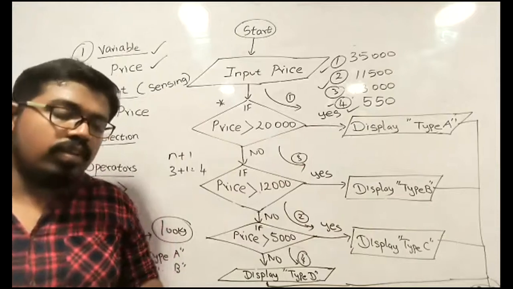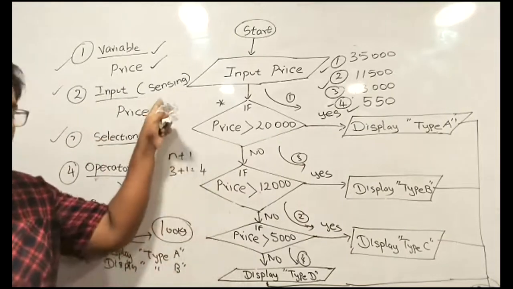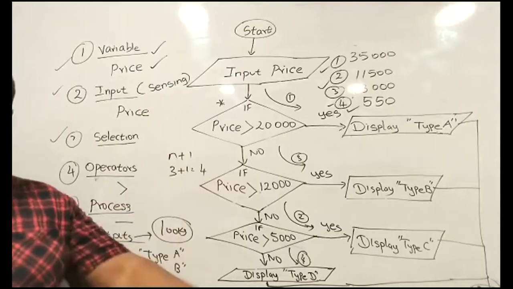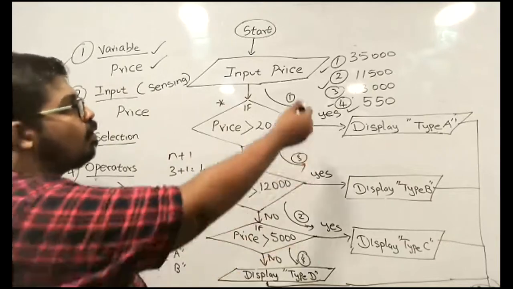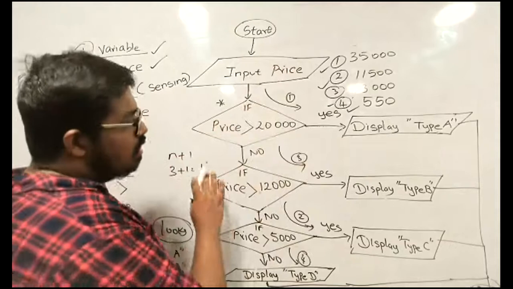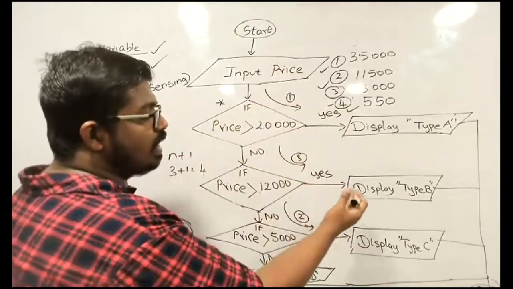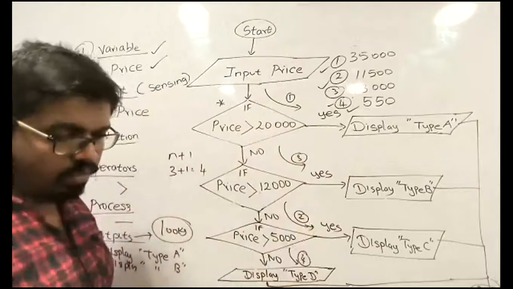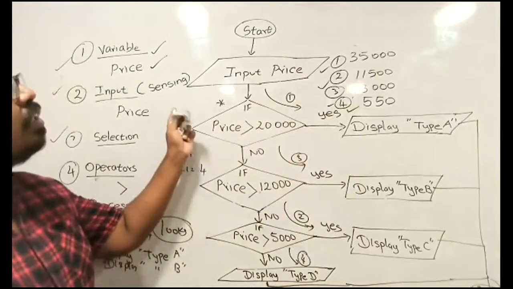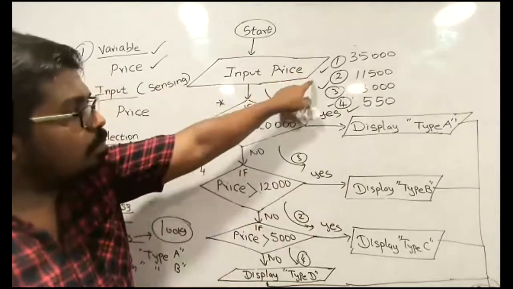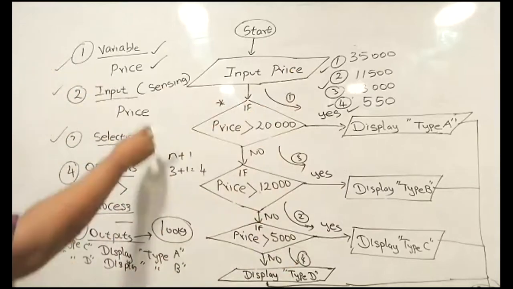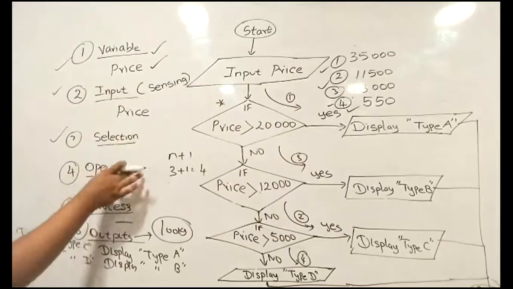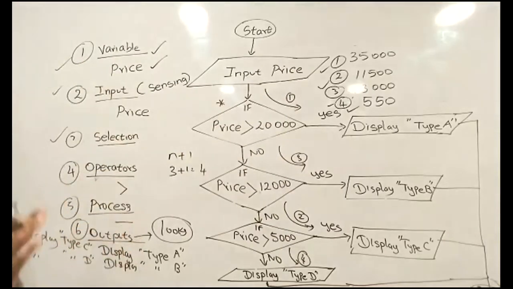Right? Now I will convert these identified components into a Scratch program in order to achieve this task. Which task? When I provide the price as an input, it has to display whether it is type A or type B or type C or type D. Right? First, draw this flowchart, write the sample data and mark it as 1, 3, 2, 4. Then write the variables, input, selection, operators, process, outputs, etc. Right? Write all of these now.